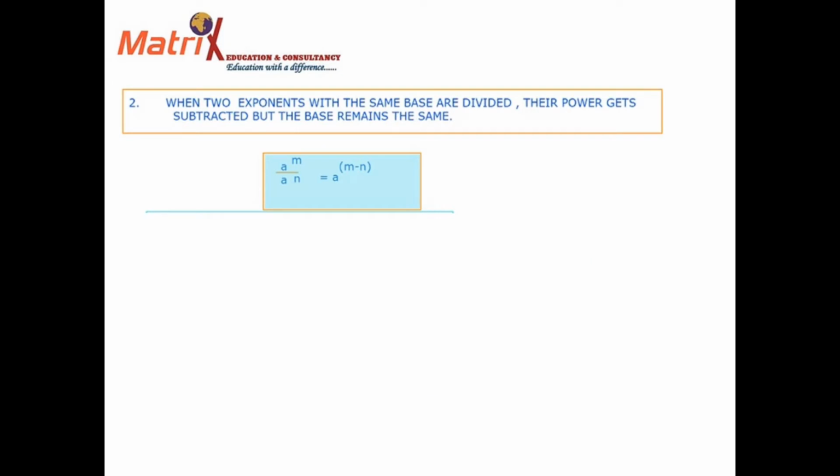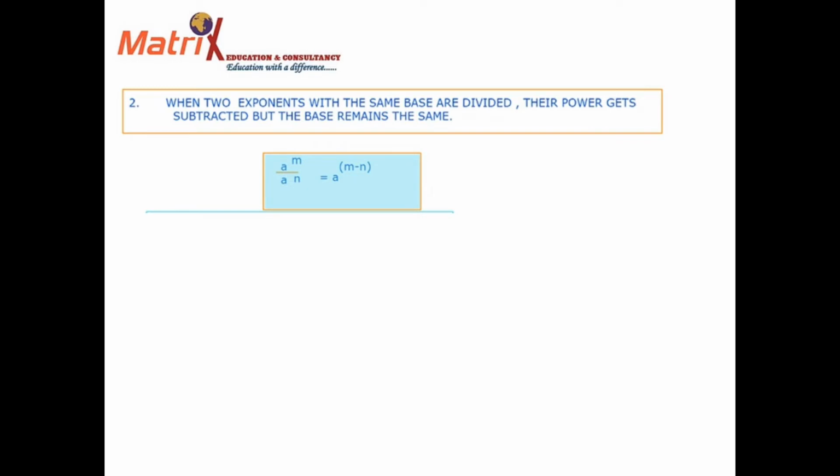Here is your second rule, or the law, for solving the exponent. When I have two numbers to be divided and their base is the same, they have a common base, what will happen to the exponential powers? We subtract the denominator's power from the numerator's power. I'll take an example and I'll show you how it works. When two exponents with the same base are divided, their powers get subtracted but the base remains the same. And I have shown you the law in the standardized form.